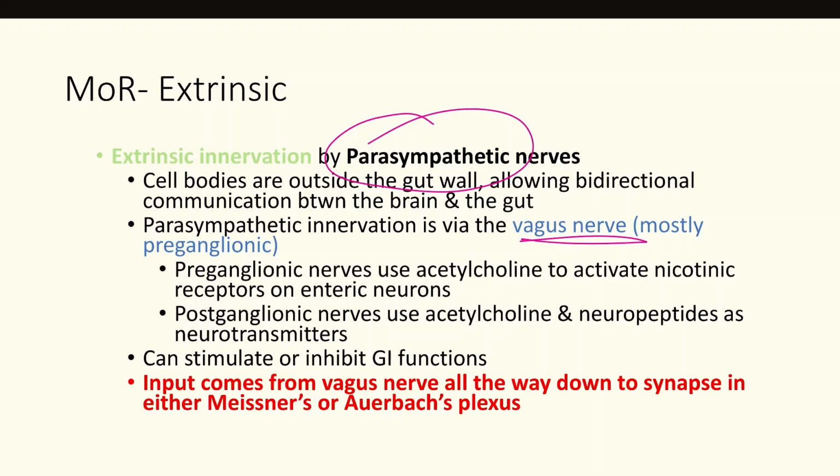It can stimulate or inhibit GI functions depending on what's going on. The input comes from the vagus nerve all the way down, and it synapses either in the Meissner's or the Auerbach's plexus, depending on what function it's going to do. But again, those two neural layers in the GI system are still under the effect of parasympathetic and sympathetic.